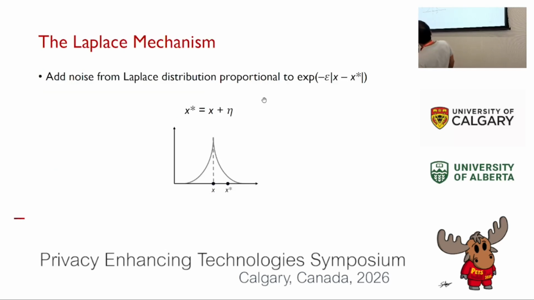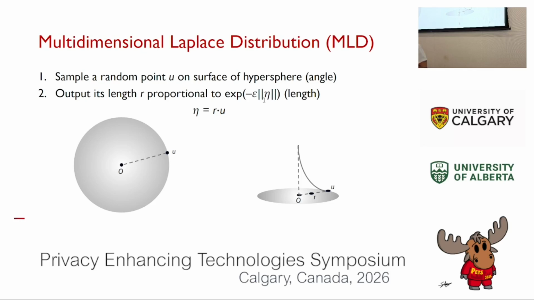All right, so this is the Laplace mechanism that we are all familiar with. It works by drawing noise from this Laplace distribution. There's also a higher dimensional counterpart of this called the multi-dimensional Laplace distribution. It has two components. One is the angular component, which is obtained by drawing a random point on the surface of the hypersphere, and it also has a length component, which is drawn proportional to the negative exponential. So you multiply those two and we get a multi-dimensional Laplace distributed variable.